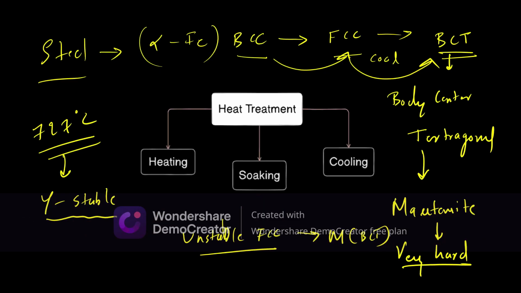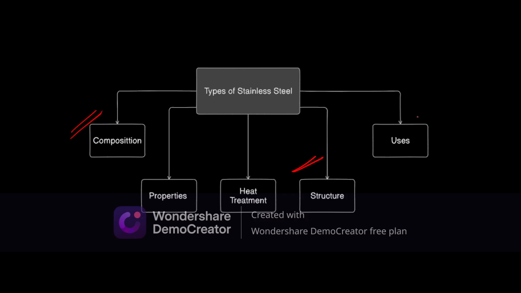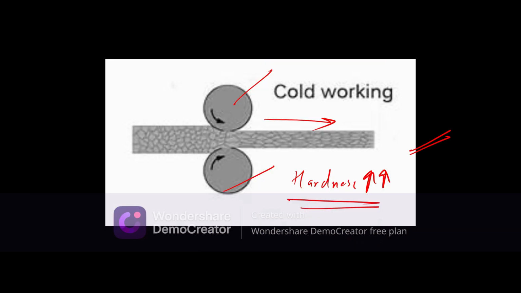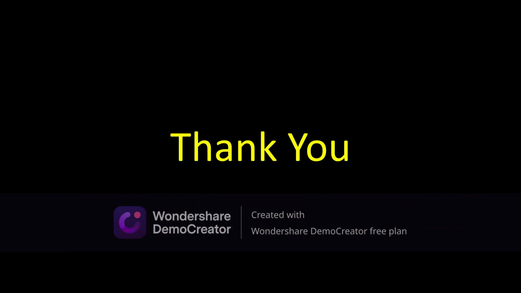Further, some of the things are remaining like uses. These things I have discussed. Heat treatment also I have discussed. Uses I will discuss in the next video. And in the next video, I'm also going to discuss three more types of stainless steel. For example, martensitic, duplex, and precipitation hardening stainless steel. So in the next video, I will discuss these three. As the video length has already gone to 14 to 15 minutes, I don't want to increase it more.